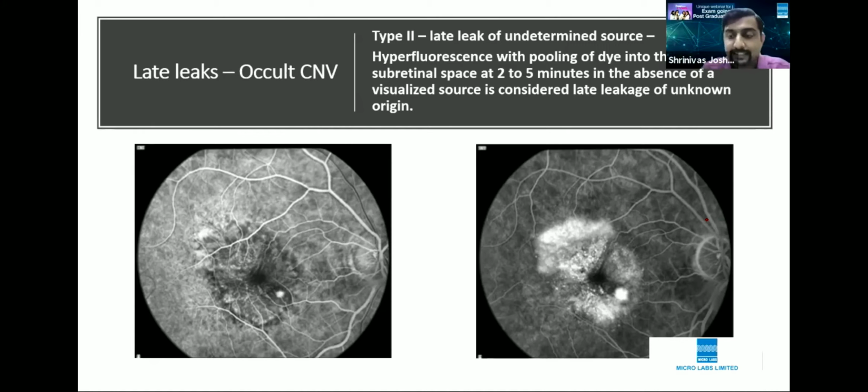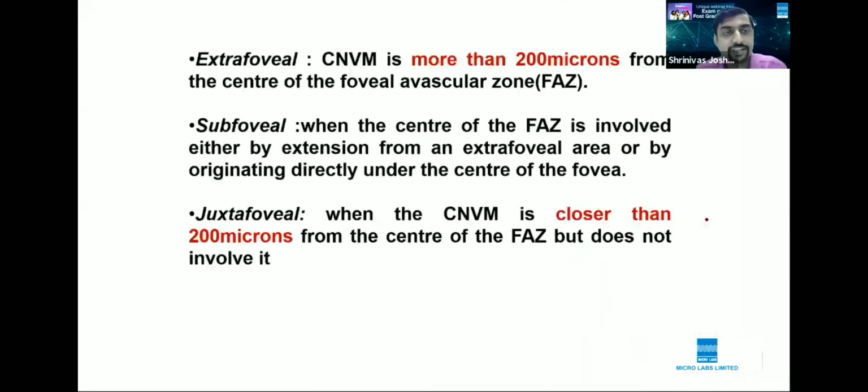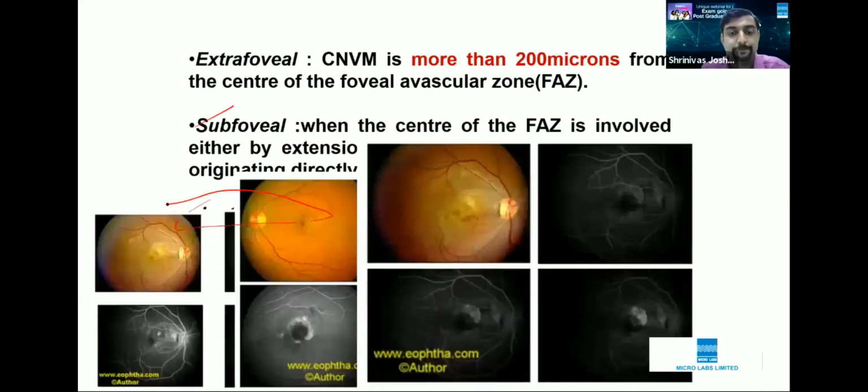So in these cases, ICG also plays an important role. So coming to the next, you can also tell whether it's an extrafoveal CNVM, if it is more than 200 microns from the center of the fovea. You can call it subfoveal if it is directly underneath. You can call it juxtafoveal if it is closer than 200 microns to the center of the fovea.